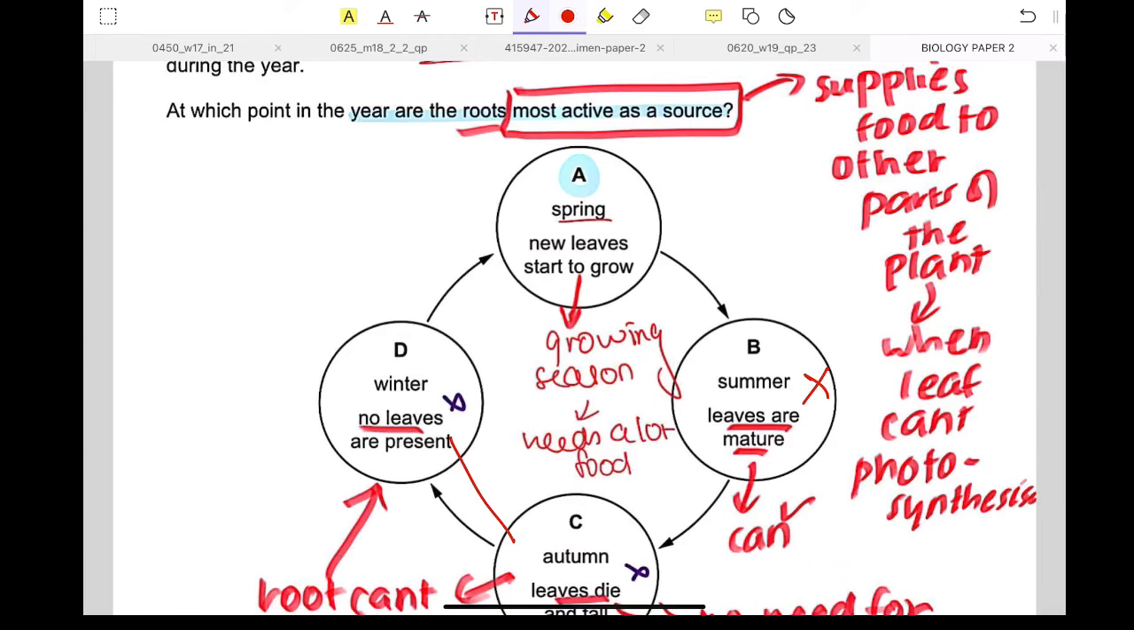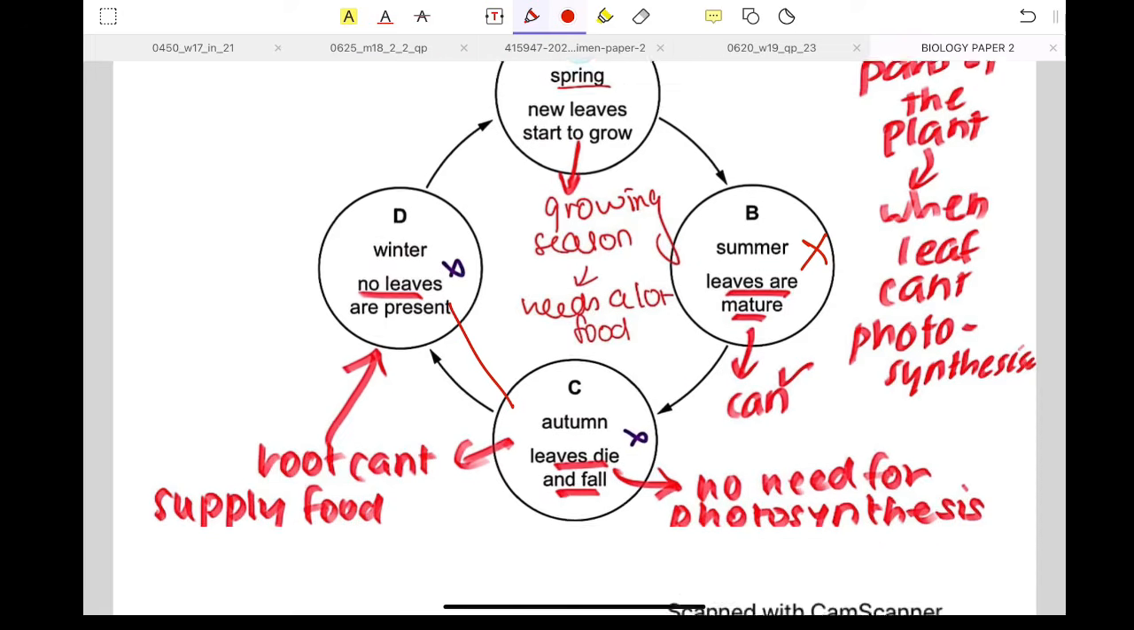But in spring, the leaves are still growing. They start to grow. They're in the growth stage. They're still not able to photosynthesize on their own, so they need food for their growth. And where do they get this food from? They get it from the tubers or the storage organs that are present in the root, right? This is where the root acts as a good source because it supplies the food for the new leaves to grow in the spring season. That's why the answer is A.